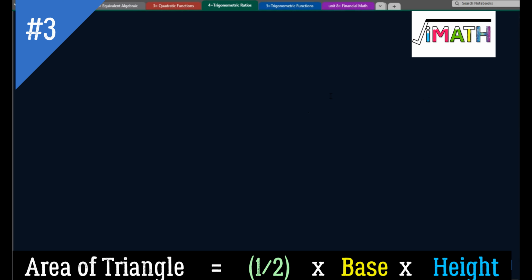Four, quad. Penta, 5. Hexa, 6. Seven, hepta. Octa, 8. Nine, nona. Deca, 10. Perfect.